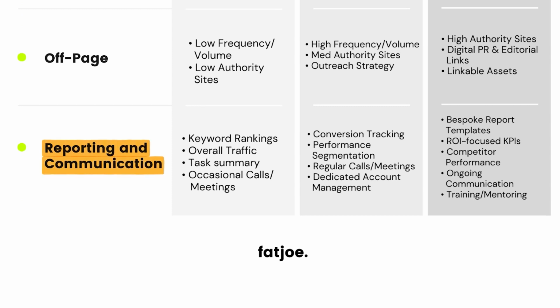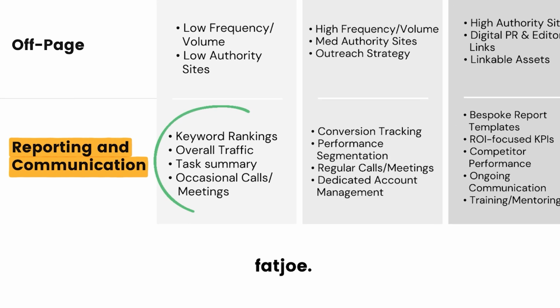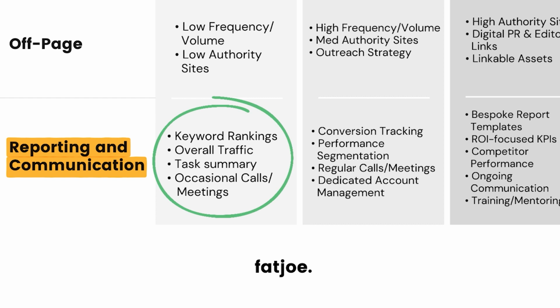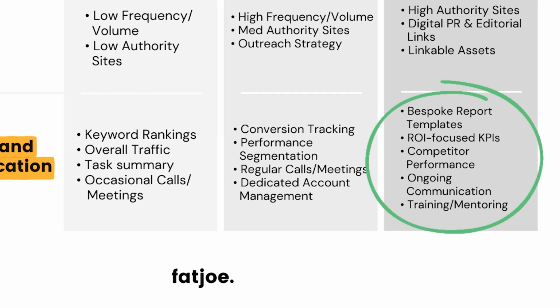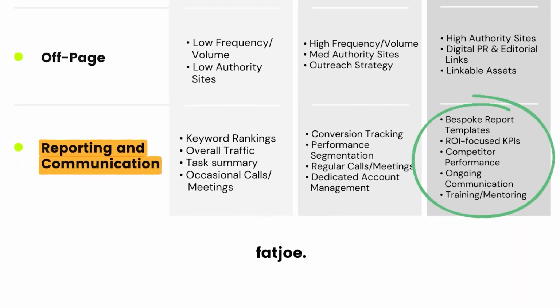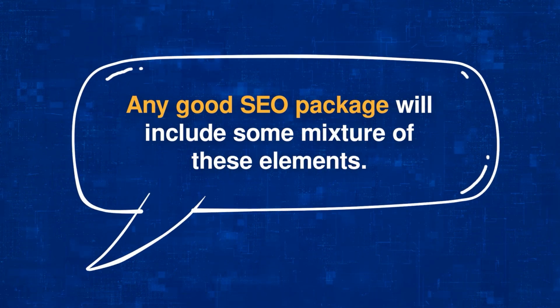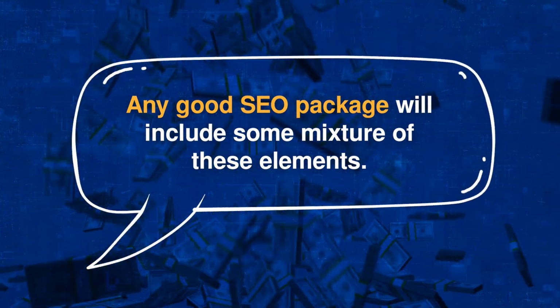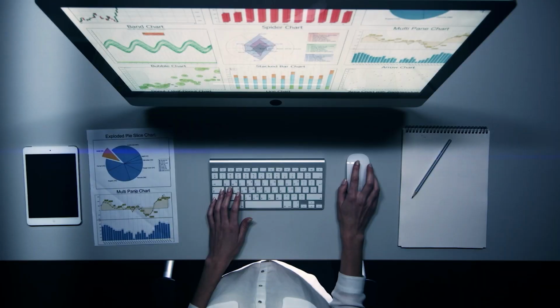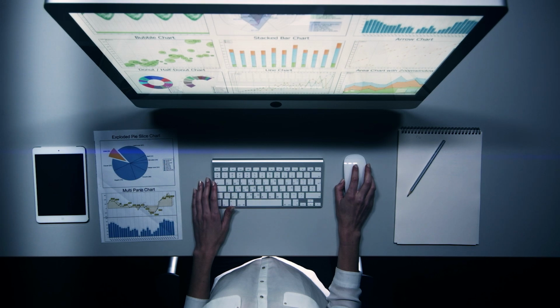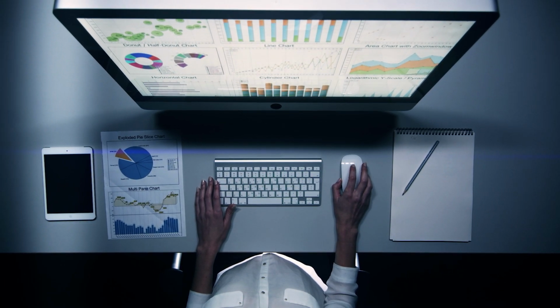Reporting and communication. At the basic level, reports will provide basic summaries of simple things like rankings and traffic. At the high end of services, reports will use custom templating to demonstrate bespoke KPIs, clear ROI projections, and more. Any good SEO package will include some mixture of these elements, priced appropriately using one of the models we explored earlier. And there you have it, an introduction to SEO pricing models and package creation.